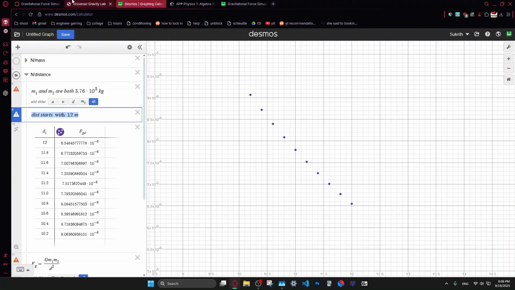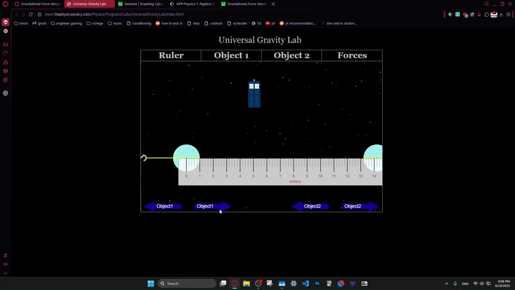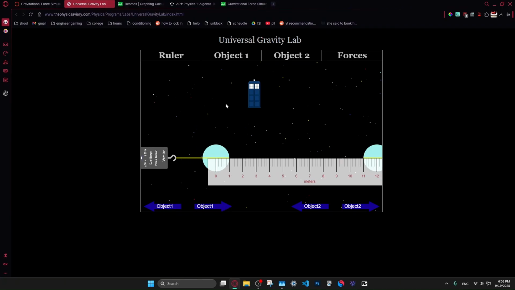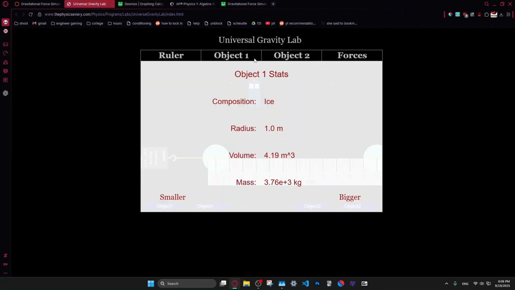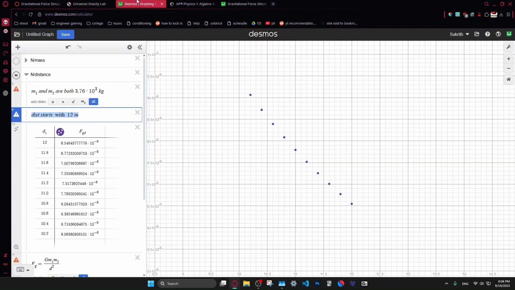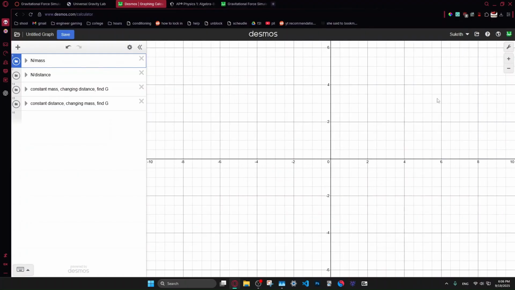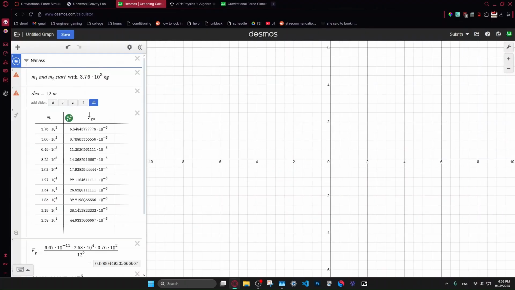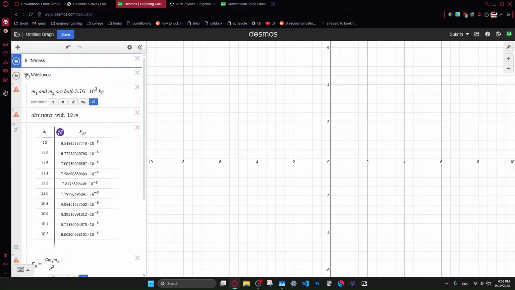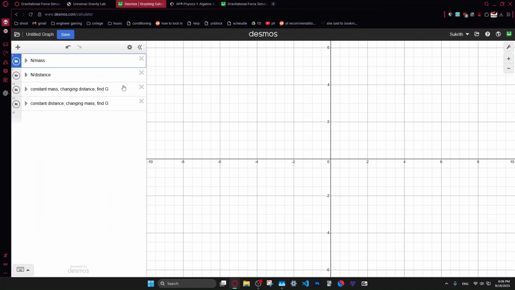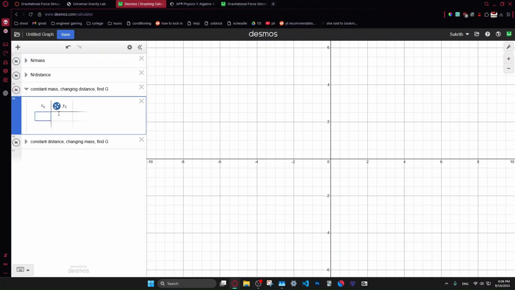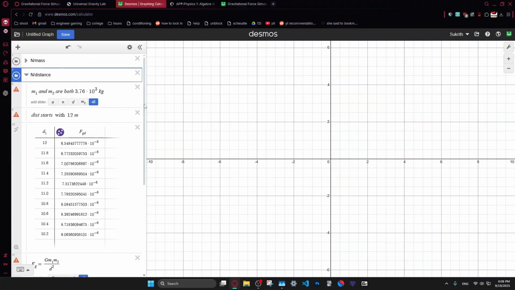Now let's set our stuff back to this. What do we start off at? 12. We started off at 12 meters. And do we have our starting mass the same? 3.76? Yes, we do. Okay. And we're just going to do that. Now, to recap, we have our changed mass to get force, and we've changed our distance to get force. Now we're going to combine those to get our final answers. So, derive gravity. That's what I meant.